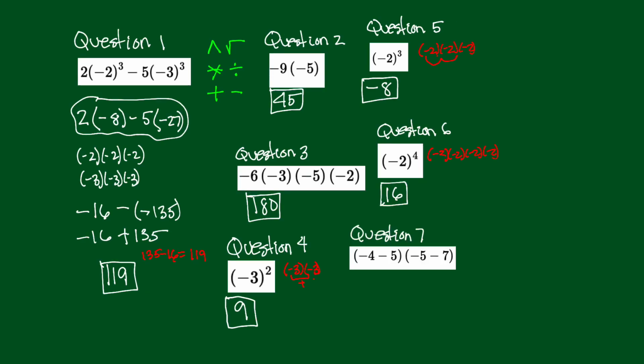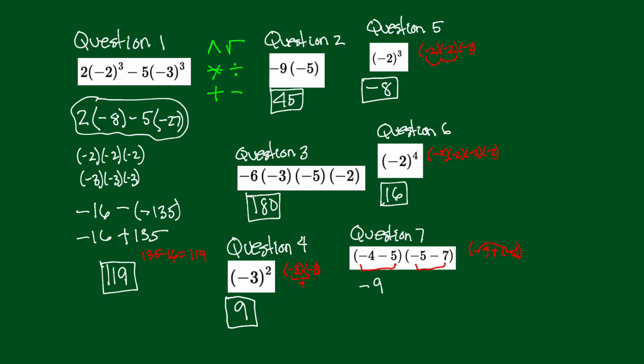Question 7 gives us a multiplication. Now I've got some grouping symbols, grouping these 2 numbers and these 2 numbers here. So let's compute each one individually. So negative 4 minus 5. Now if you think about this, it's going to be negative 4 plus negative 5. You're adding 2 numbers with the same sign. So add their absolute values. 4 plus 5 is 9, and use the common sign. So this is going to be a negative 9.